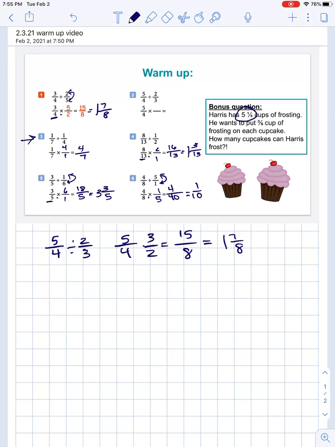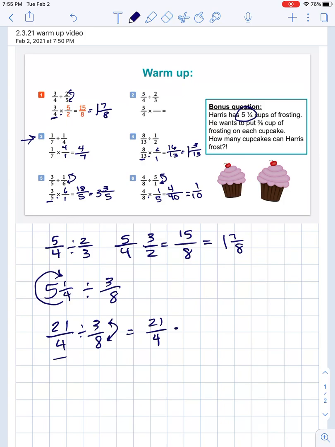Let's start with our total, right? 5 1/4 cups of frosting divided by 3/8. Our first step, let's go ahead and turn this mixed number here into an improper fraction. 4 times 5 is 20, plus 1 gives me 21/4 divided by 3/8. Now let's copy that times, and then flip. We'll take that reciprocal of 3/8, 8/3, right?